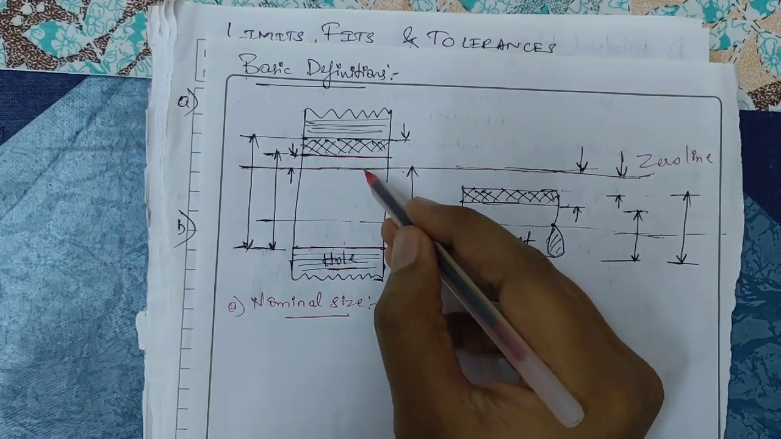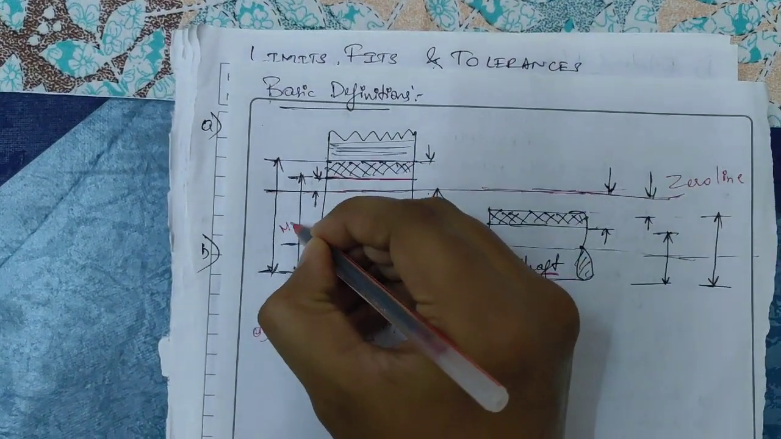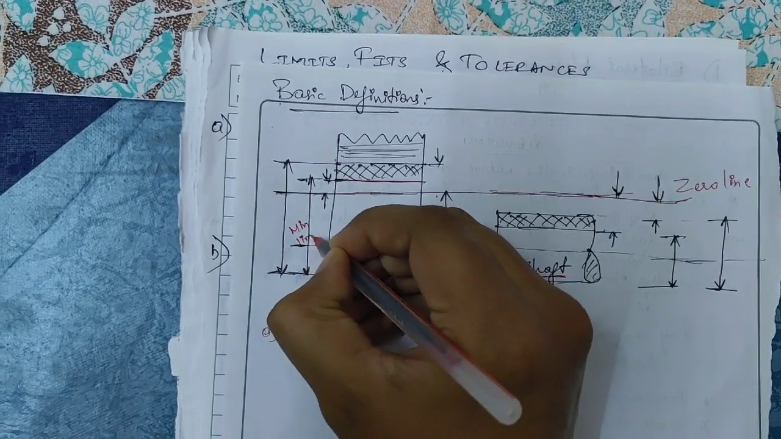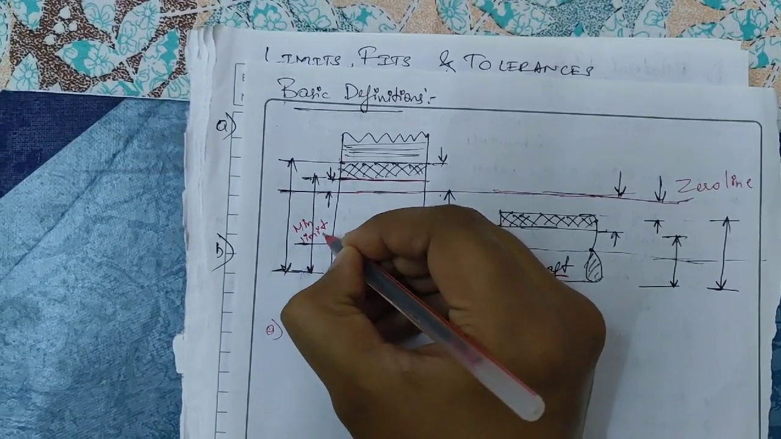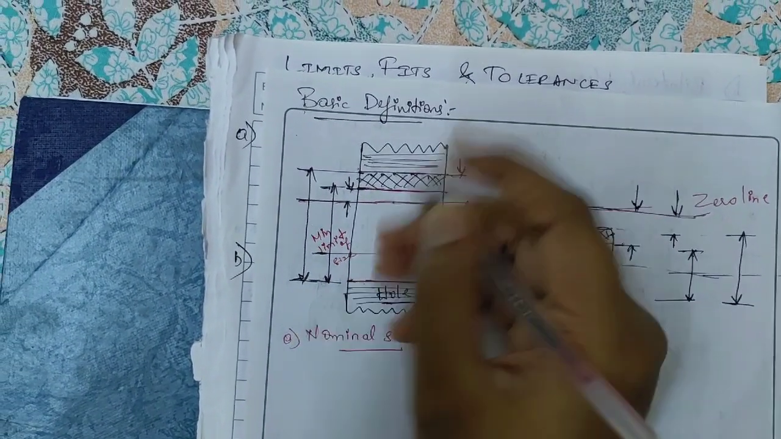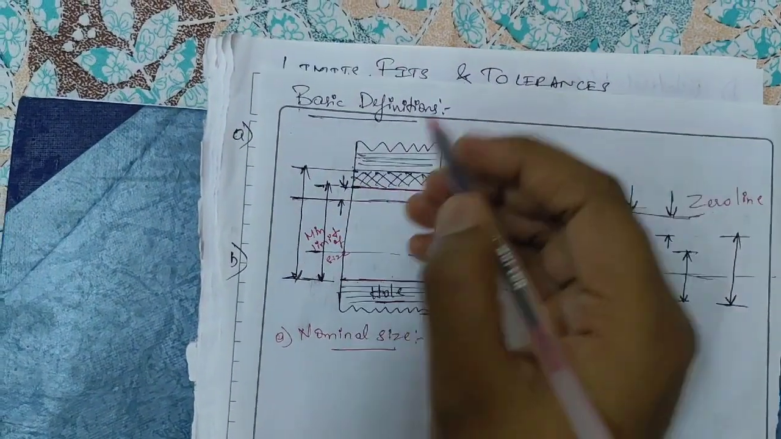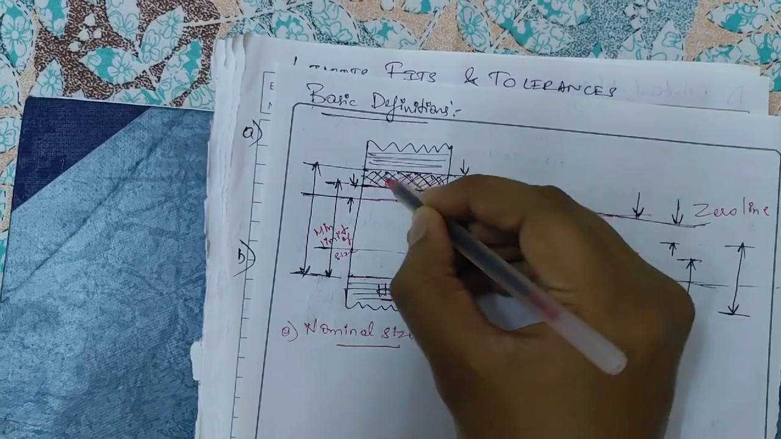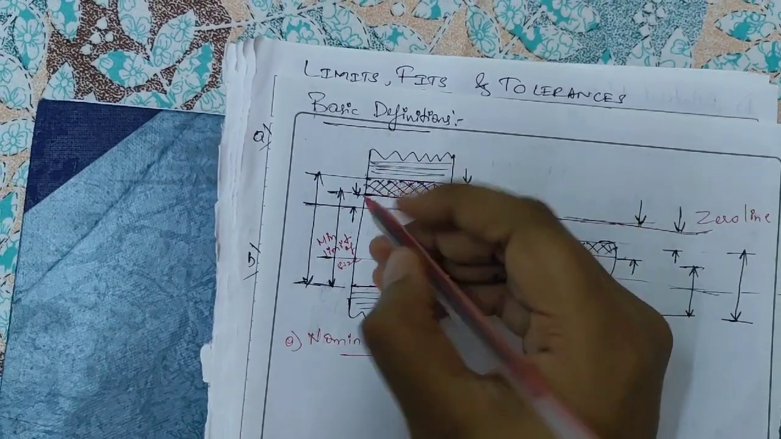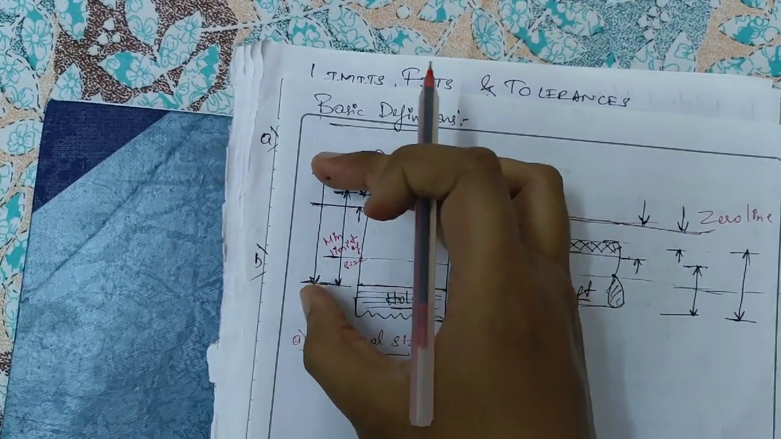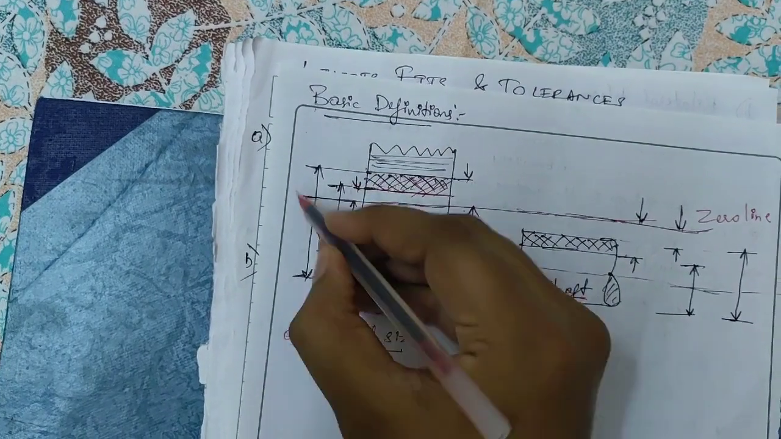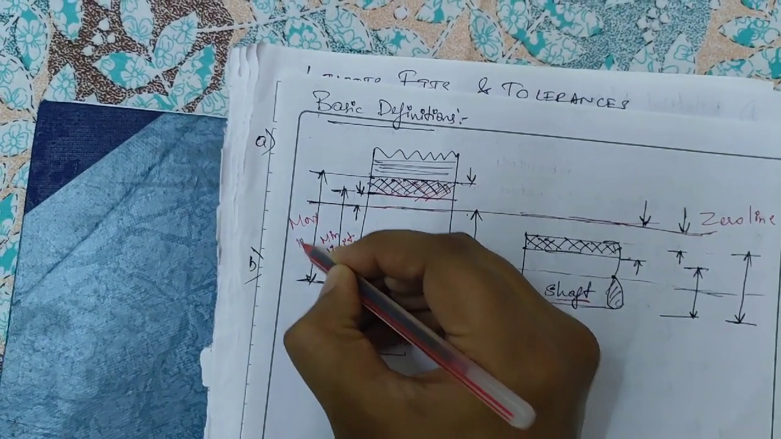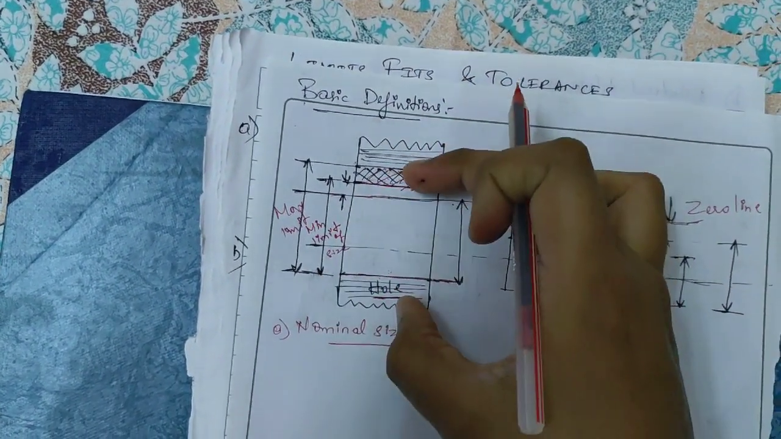From the bottom of the hole to here, the whole distance, we can call the minimum limit of size. From here to the top is one shaded portion, like this. This is the tolerance. So this is the minimum limit, and from the basic line to the top one we can call the maximum limit. This is for the hole.